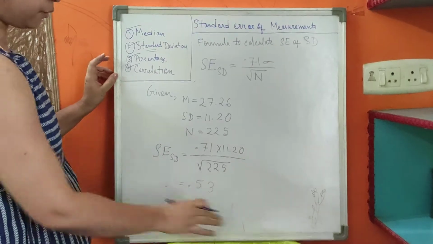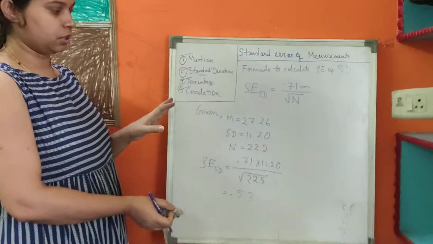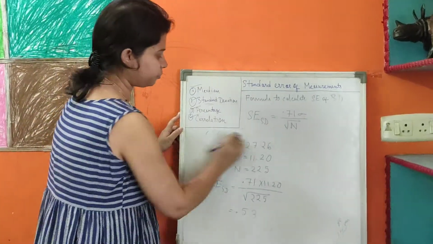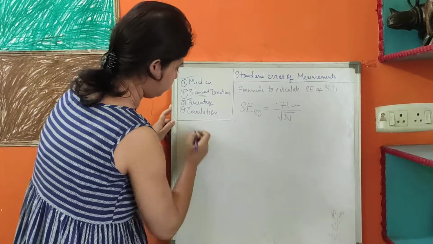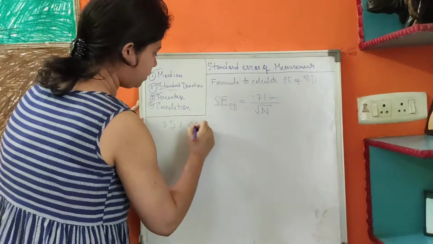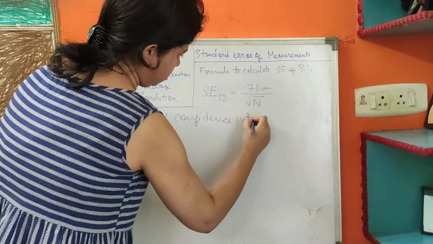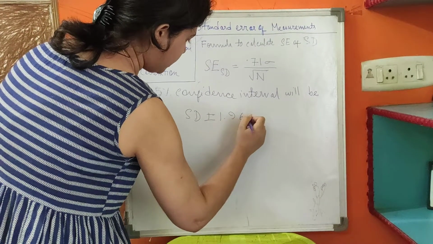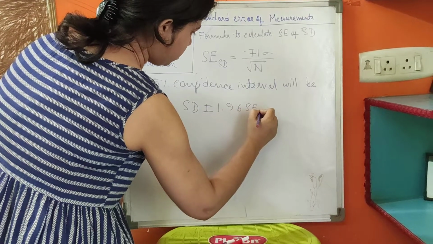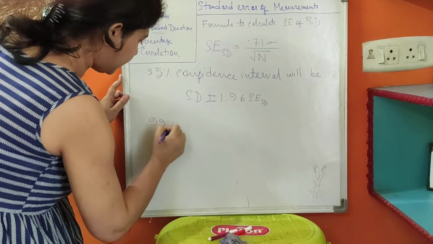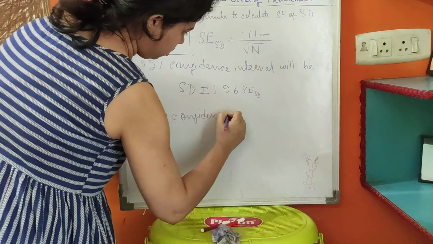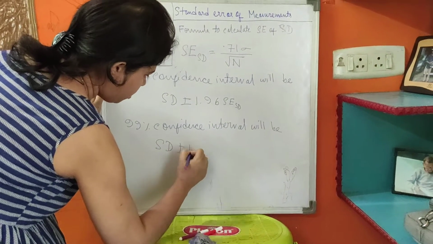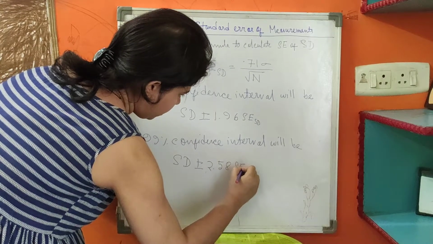So now similarly, for every standard error of measurement we can calculate the confidence interval. Here also, we can find the confidence interval at 95% level and 99% level. The 95% confidence interval will be the SD value plus minus 1.96 into standard error of SD, and the 99% confidence interval will be SD plus minus 2.58 into standard error of SD.